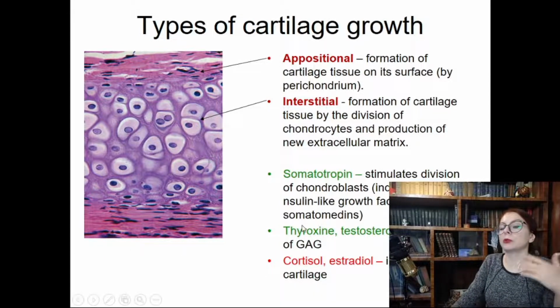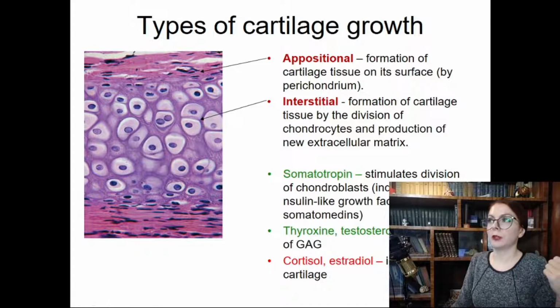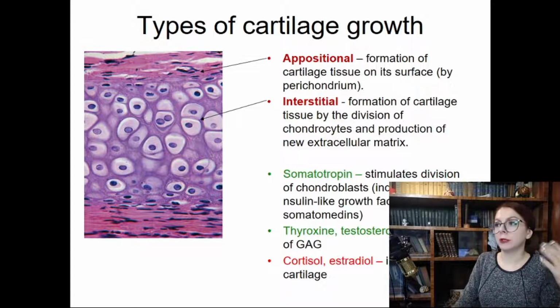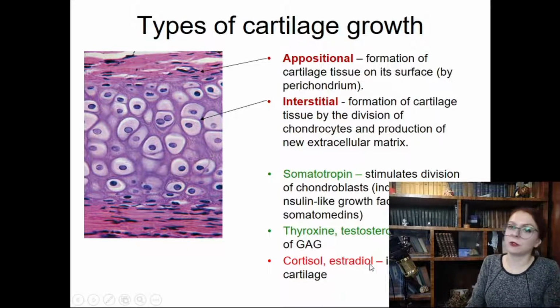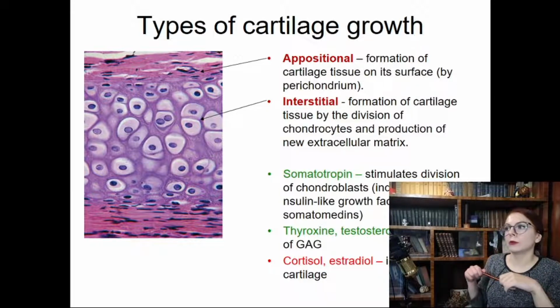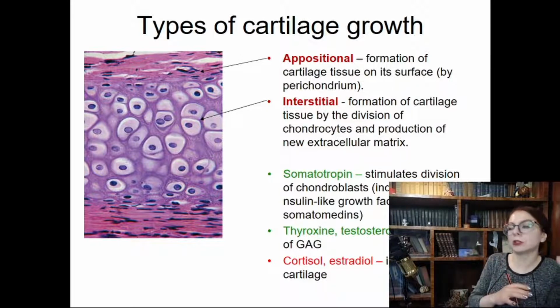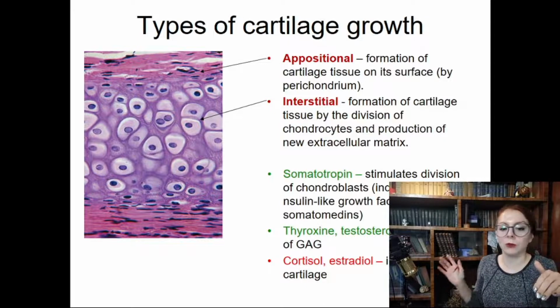Thyroxine is also important for growth, so deficiency of the thyroid hormones might result in problems with growth as well. But you can see that the effect of those hormones differs from the somatotropic. Notice that cortisol and estradiol inhibit the growth of cartilage. So in girls with sexual maturation, instead, growth of the skeleton usually stops. And we will return to this topic next lecture when we discuss the growth of bones, because growth of cartilage tissue is tightly interrelated with the growth of bones.